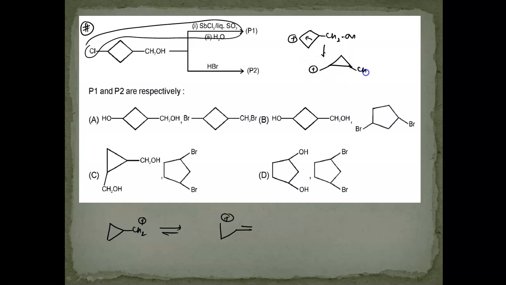This is CH2OH, and then H2O attacks over here. So we have OH formation at this particular carbon. So P1 would correspond to this molecule. So the answer would be C.